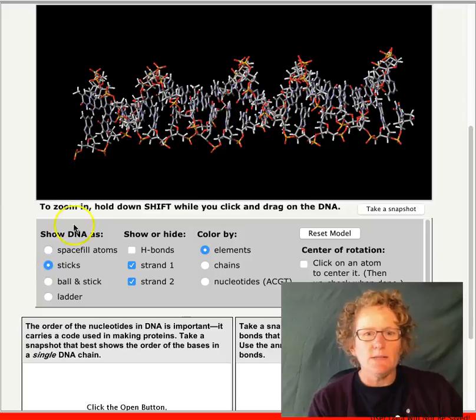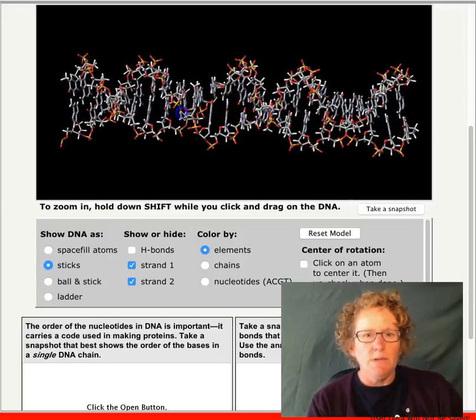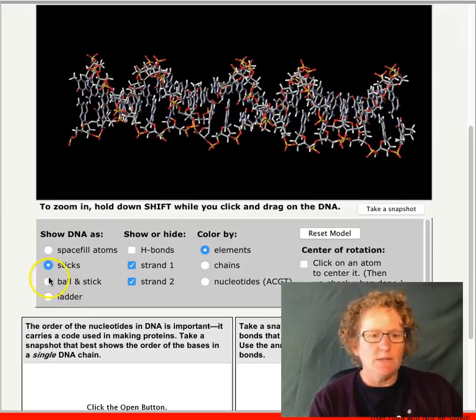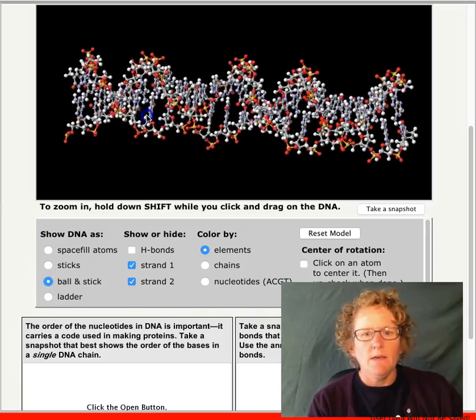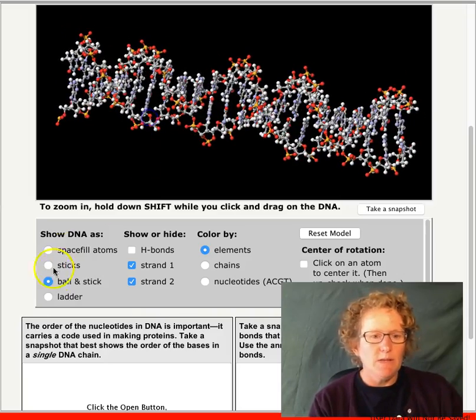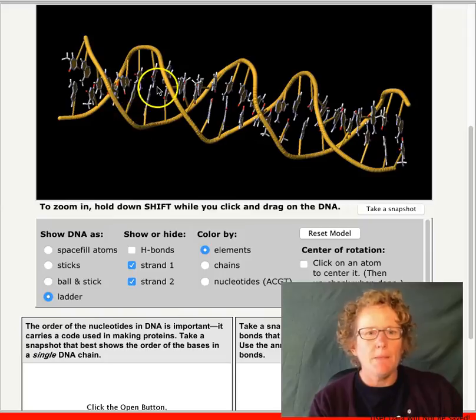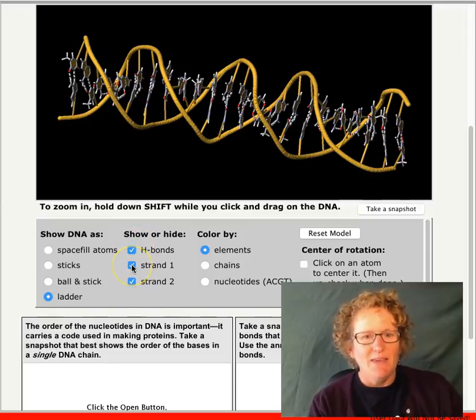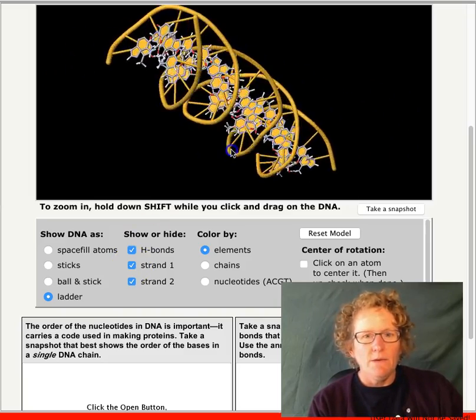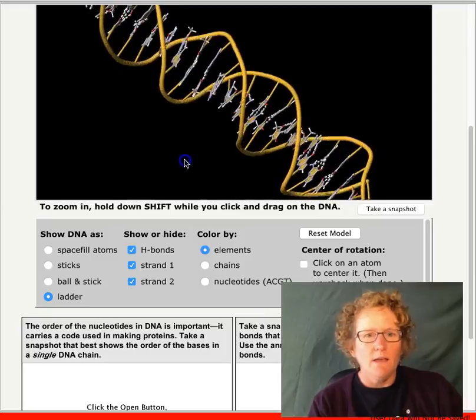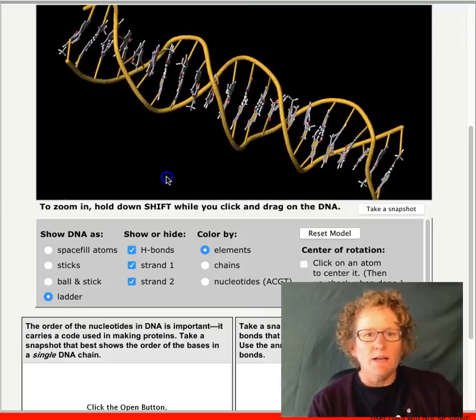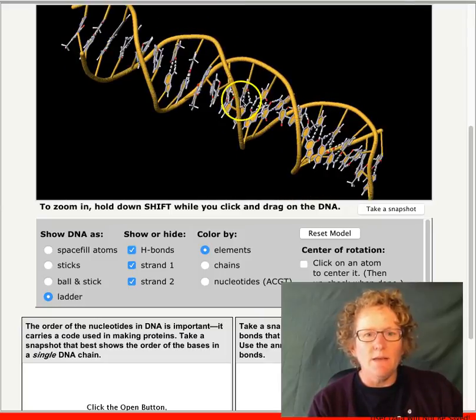Let's go to sticks. Maybe they don't really show up in sticks. Let's go to ball and stick. You might be able to see a little bit. Let's go to ladder. Oh, it's because we don't have hydrogen bonds. So you can see the little dotted lines in the middle, like right there and right there.